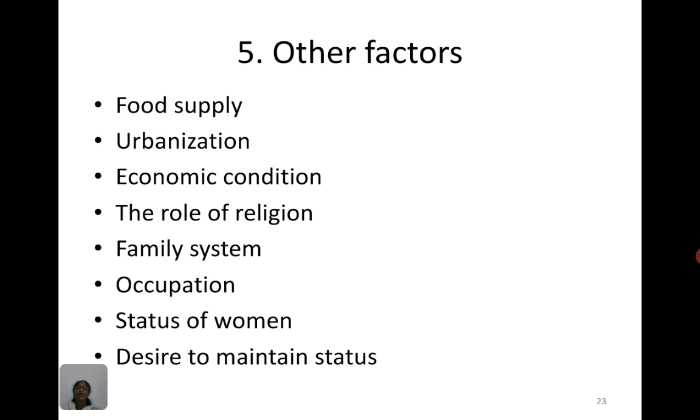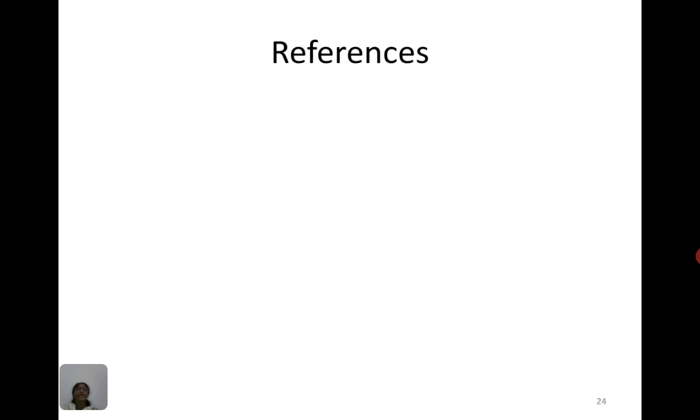Occupation also influences fertility. Then status of women. Women who are educated may plan their families effectively. The number of children she may give birth to would be effectively planned by an educated woman. Then the desire to maintain status is also one of the factors. So we have come across various factors that influence fertility.